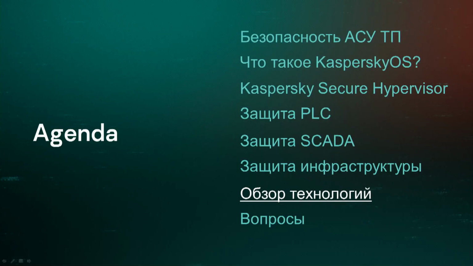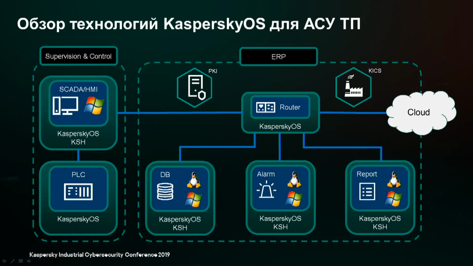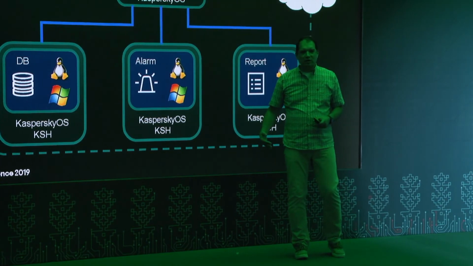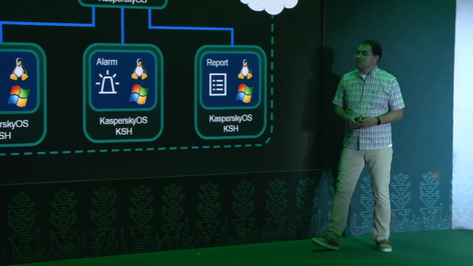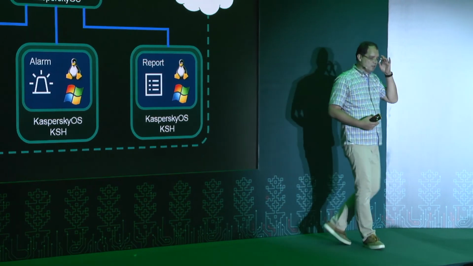Let's now look at the technologies, how it works as a whole, as a system. If we have a PLC, we are protecting the PLC with the Kaspersky operation system. If we have a SCADA or some HMI, a very difficult component, with installation of the guest operation system, we are defending it with our hypervisor and Kaspersky OS. The same is true for other components. If we have a network structure, we also have a solution.